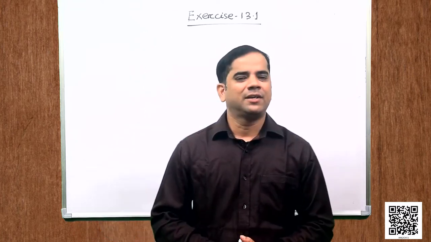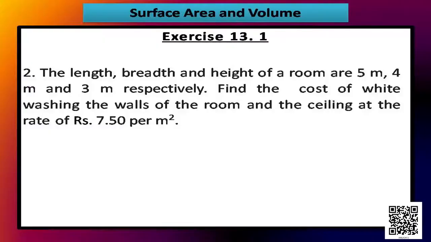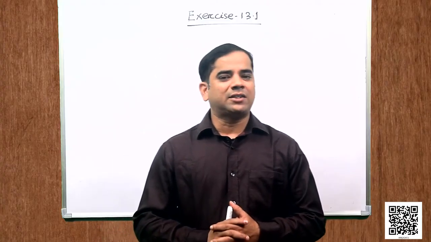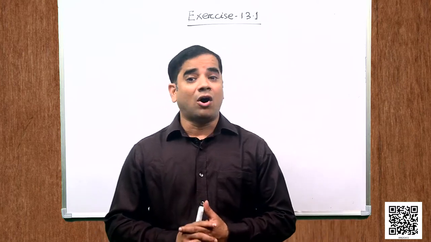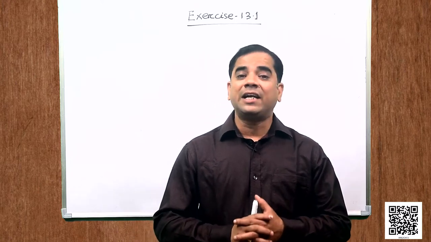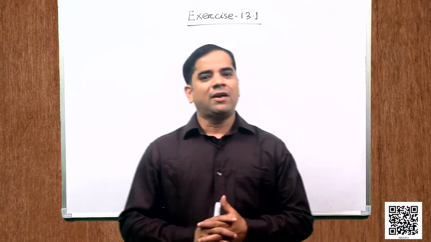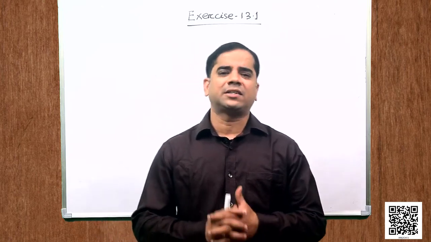Okay, students, let us now discuss question number 2. What does it say? The length, breadth and height of a room are 5 meter, 4 meter and 3 meter respectively. Find the cost of whitewashing the walls of the room and the ceiling at the rate of rupees 7.50 per meter square. So students, we need to whitewash, that means the walls only and the ceiling. So just remember, concentrate on the surfaces that are needed to be covered so that you can find out the actual solution. So let us discuss the solution.